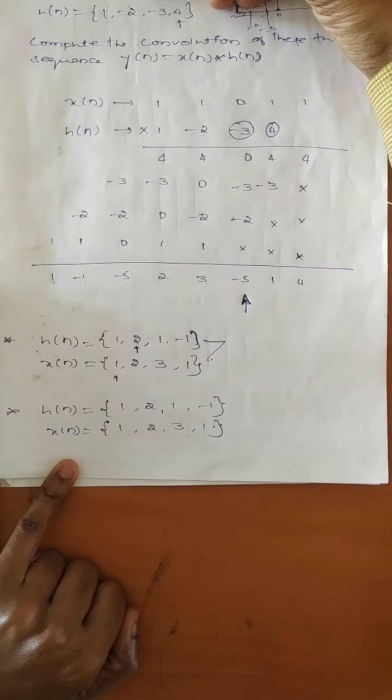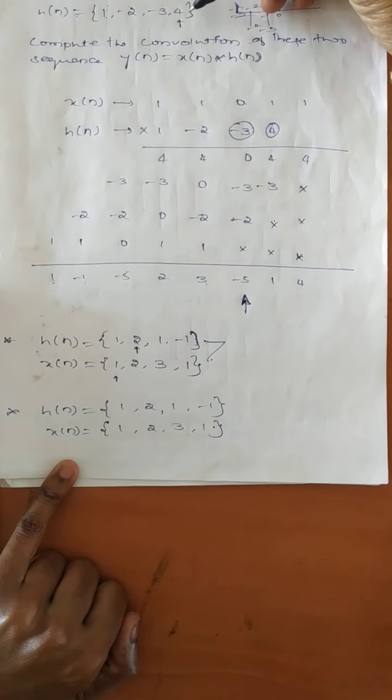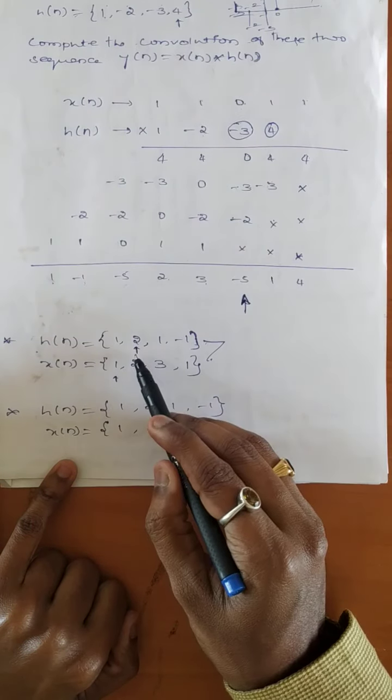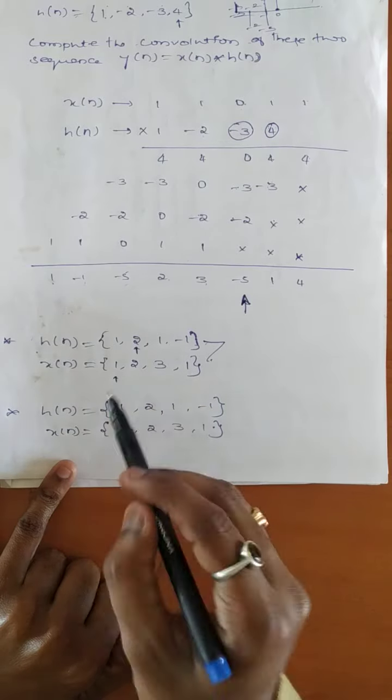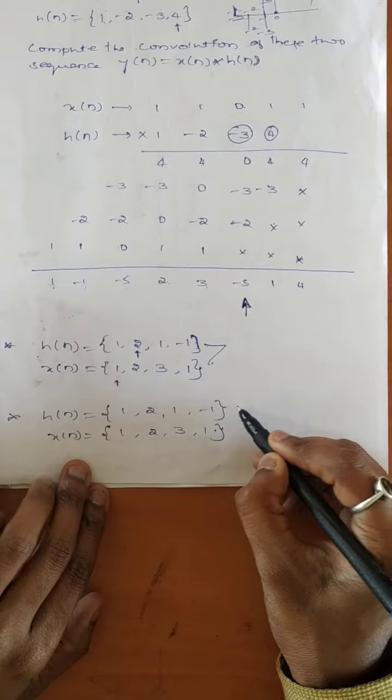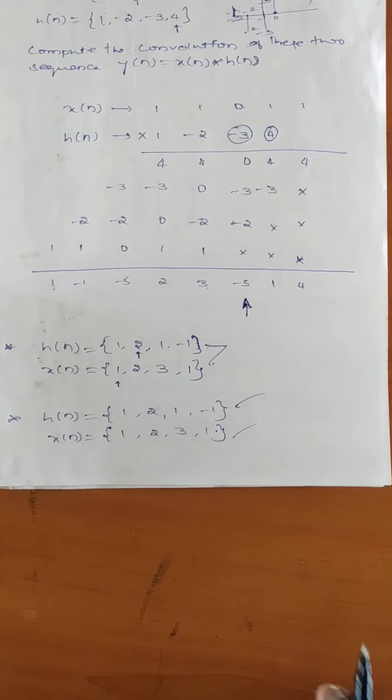In the first case, they have mentioned the arrow mark, which indicates the 0th position in x of n. And in case of h of n also, they have marked the arrow mark. The 4th position, or number 4, is the 0th position. So in the second case also, they have mentioned the arrow mark, that is the 0th position. But in this case, they have not mentioned any arrow mark. And then how do we identify that arrow mark?